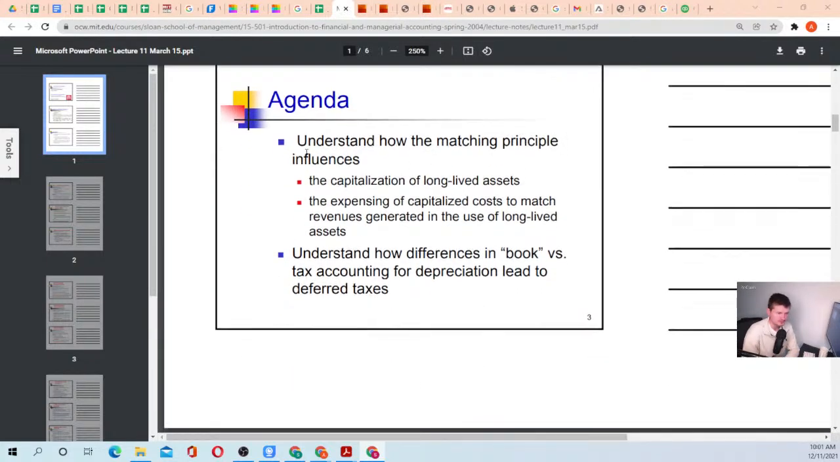Okay, so where we will start with that lecture is to understand how the matching principle influences the capitalization of long-lived assets and the expensing of capitalized costs to match revenues generated in the use of long-lived assets. The lecture also touches a bit about deferred taxes.